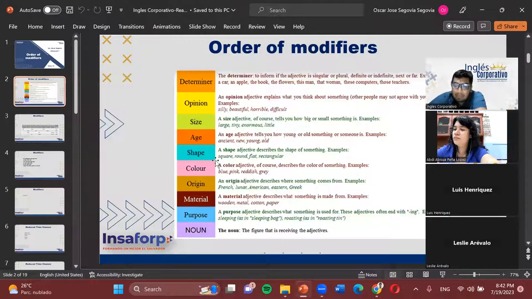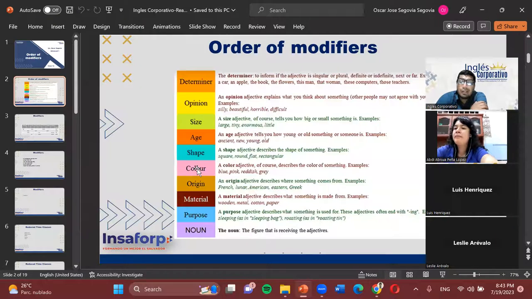So shape. Moving on, we have one of the most common ones that we use, and I feel like it's basically the most commonly used, and it will be the color. Now, a color adjective, of course, describes the color of something. So that's what it does. It basically just states what the color of something is.